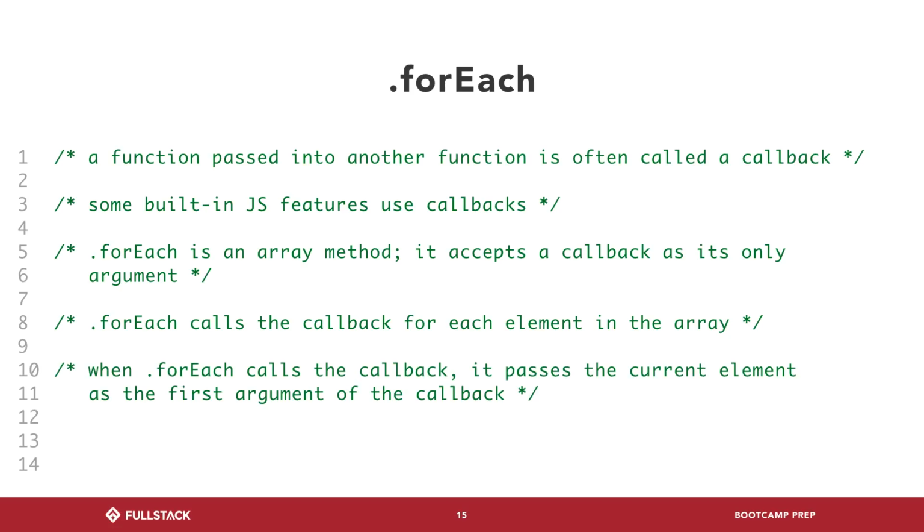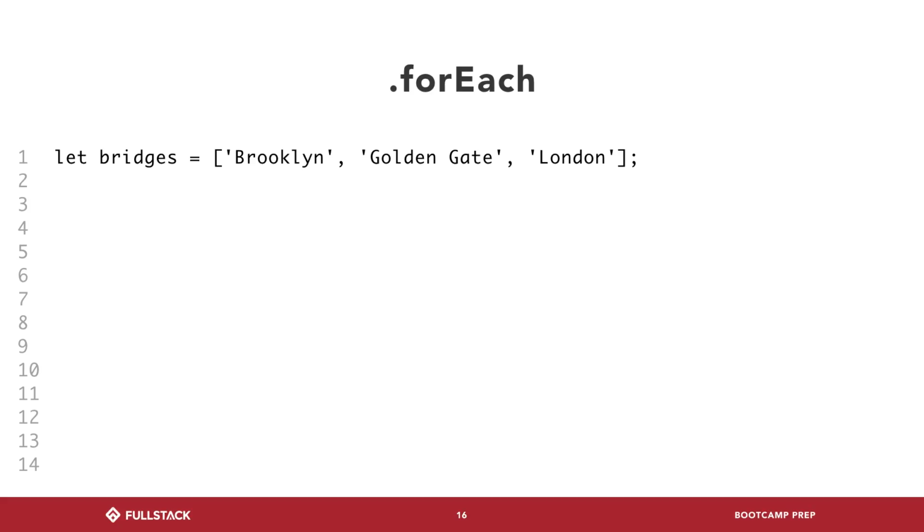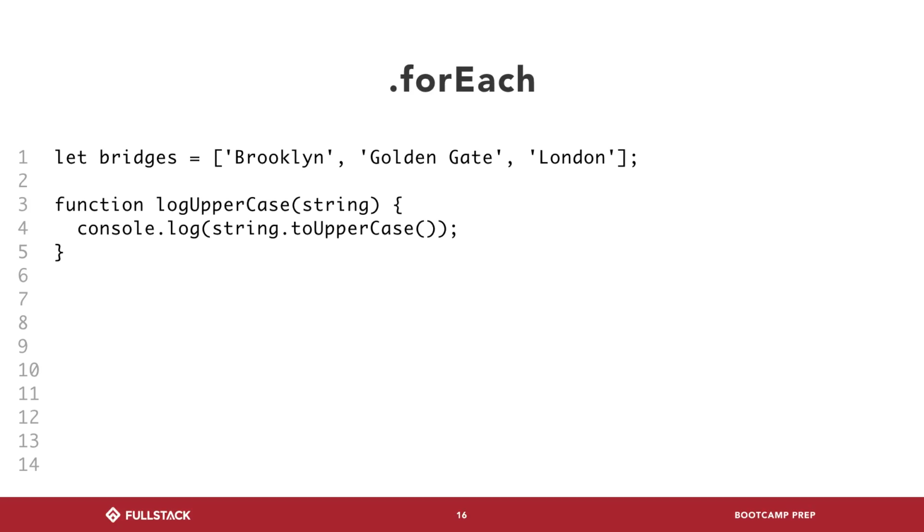What the forEach method does is it takes in a function, and it basically calls that function with every single element in the array. So if I have an array of 10 names, and I pass in a function, what JavaScript is going to do for me is invoke that function with each name individually, 10 times. So let's take a look at how it's used here. Here I have an array of bridges with 3 items. I have a function called logUppercase, and what it does is it takes in a string and console logs that string, but capitalized.